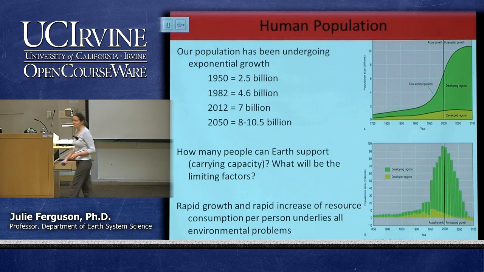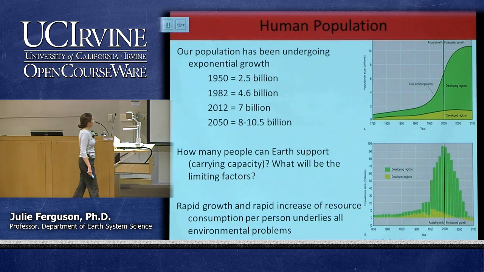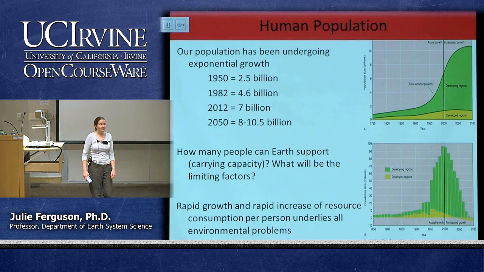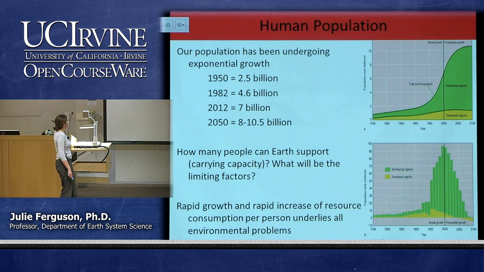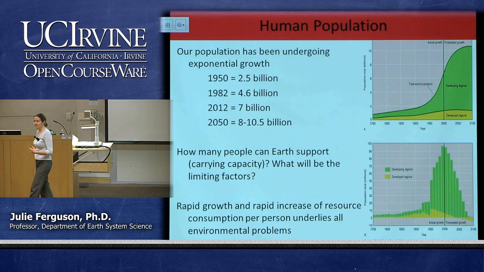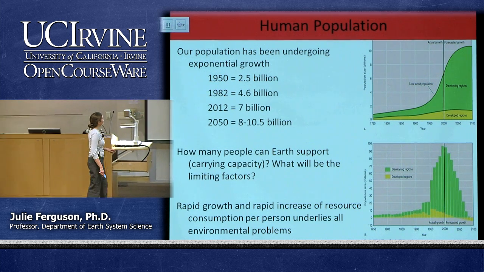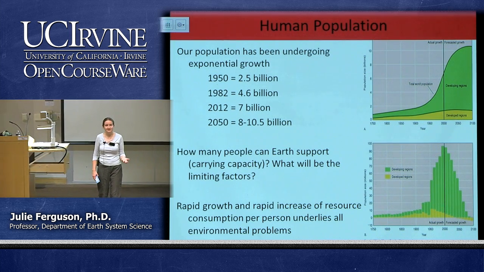So, let's think about the other cheerful thing today, which is human population. We already mentioned this a little bit when we talked about population growth, but we're a very good example of exponential population growth. Our population went a bit crazy earlier in the century, and in 1950, maybe when your parents or grandparents were alive, there were only 2.5 billion people on the planet.